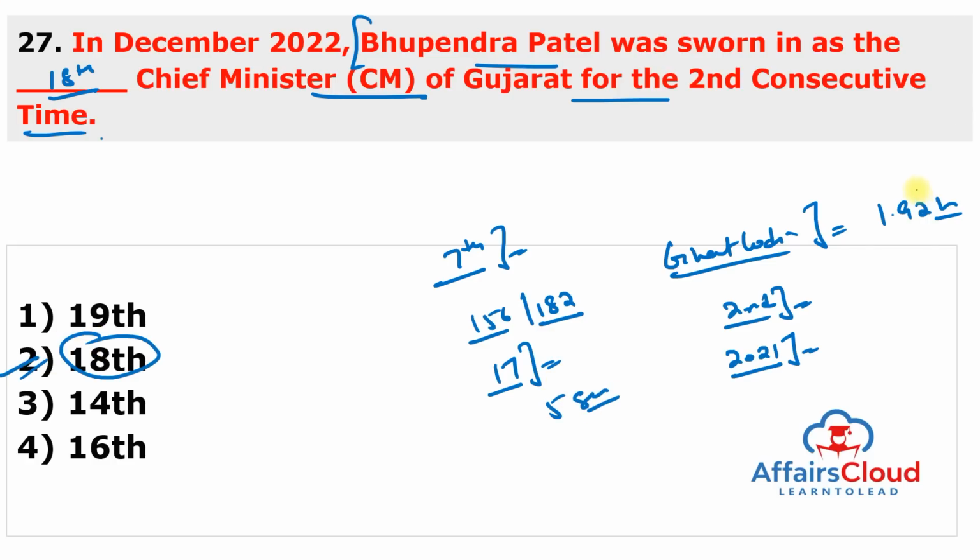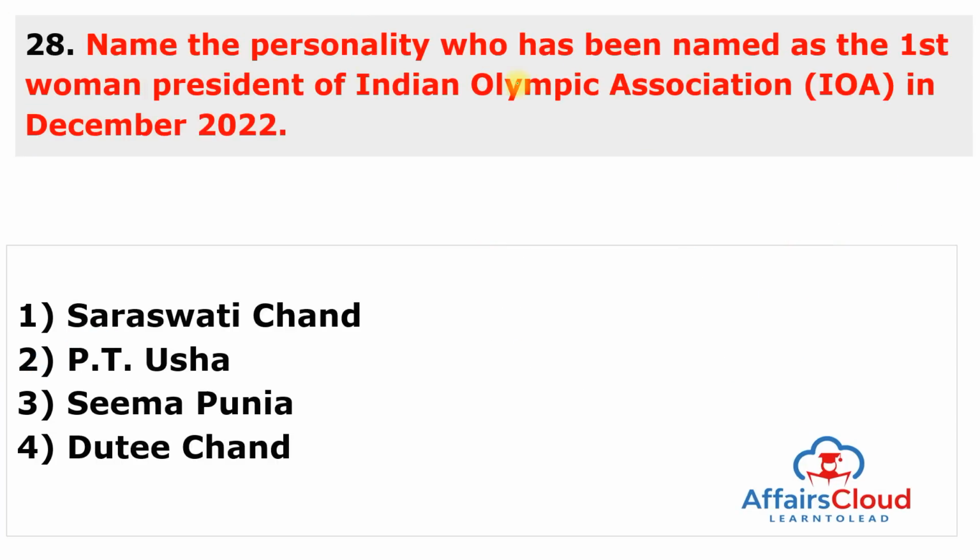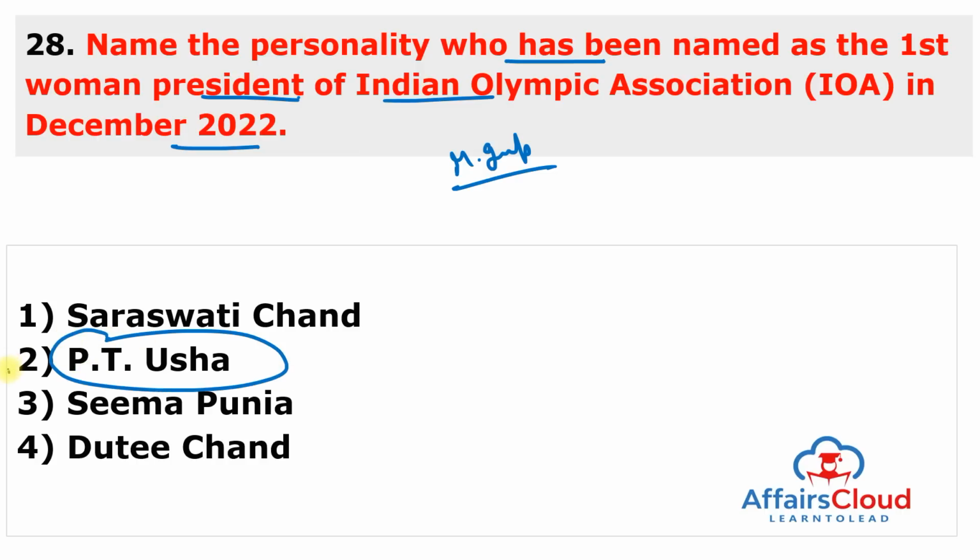Moving to next question. Name the personality who has been named as the first woman president of the Indian Olympic Association in December 2022. Mark this question in the most important section, and this personality is P.T. Usha. Answer of this question is 2. So P.T. Usha, 58 years old, a retired Indian track and field athlete, has been named as the first woman president of the Indian Olympic Association.